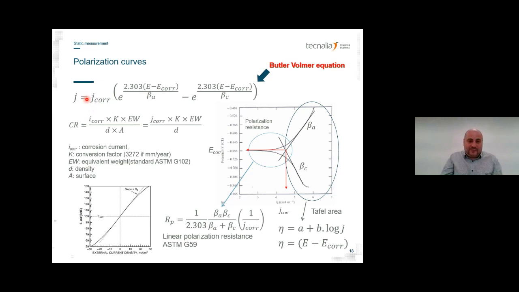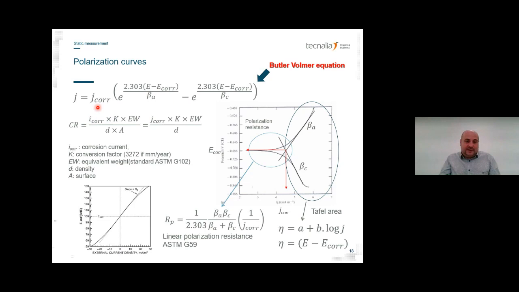our value of interest. And to do that, we can fit the linear part of the anodic and the cathodic branch, and they should cross, if it's done well, at the potential of corrosion. And these two slopes here are called Tafel slopes. With the Tafel slopes, we are able to calculate the current of corrosion. And once we have the current of corrosion, we can calculate the corrosion rate, knowing this value here.